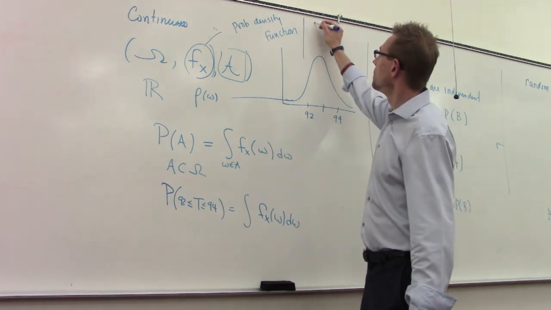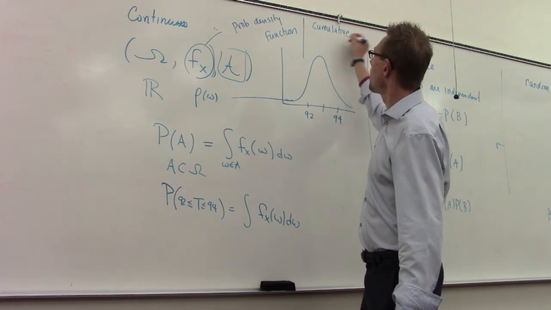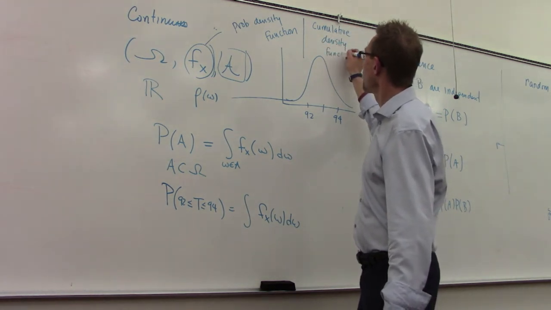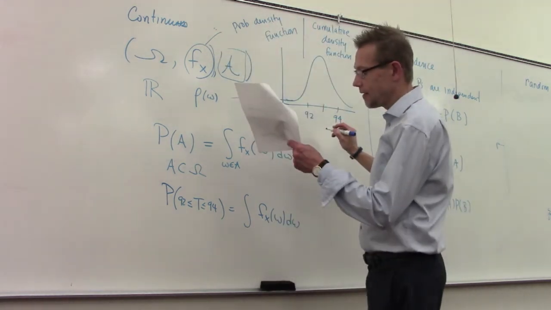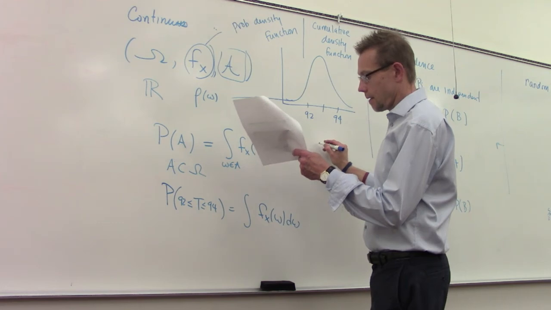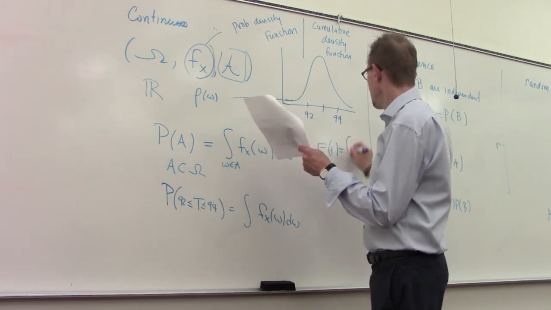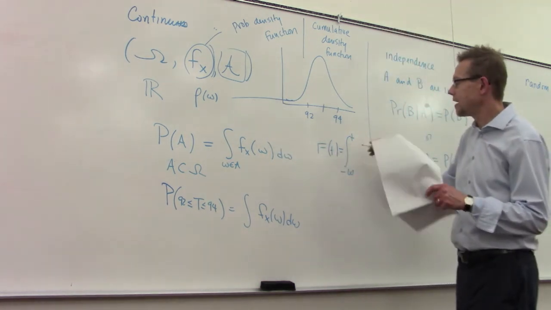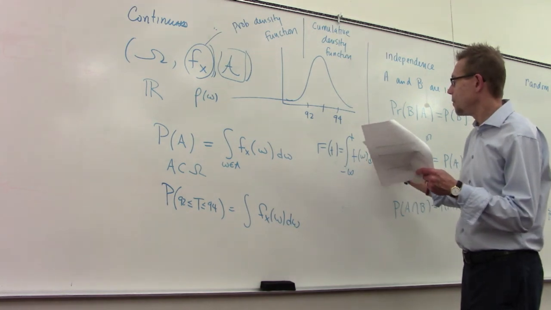And then the other one to be aware of is the cumulative density function. So this is what we just said here, the cumulative density function. For instance, F of t is equal to the integral from minus infinity to t of this d omega.